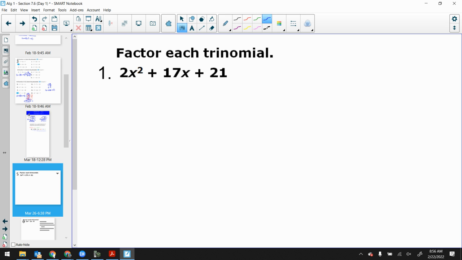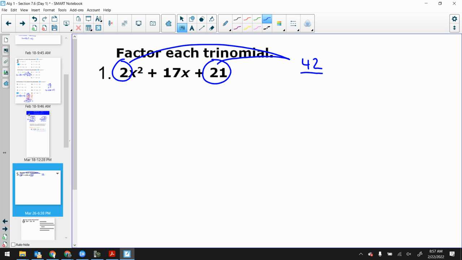Okay, let's take a look here. I've got 2x squared plus 17x plus 21. I want to find the factors of not just 21, but I actually have to find the factors of 2 and 21. I have to factor in my first term because when I'm foiling, I always have to multiply by that first term. So what is 2 times 21? 42. And that's what I find the factors of. I have to find the factors of not 21, but 42.